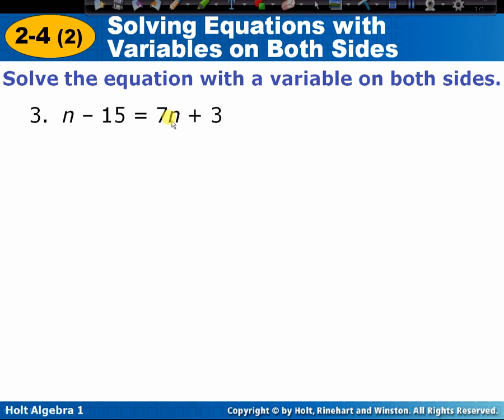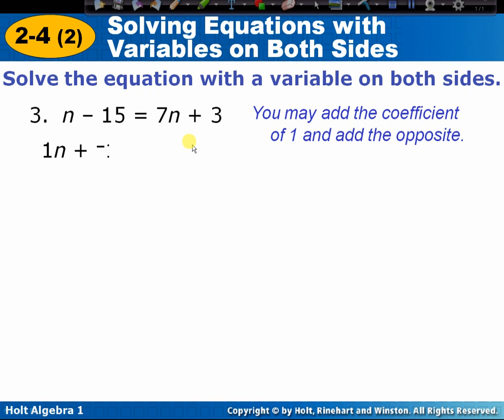So now then we need to look and see is there variables on both sides. And there is. There's an n on the left and there's an n on the right. And we're going to go ahead and put a little 1 in front of that n so that we know that it's a 1. And we're going to go ahead and add the opposite. We have minus 15, so we are going to write that as plus negative 15. We do have the n's on both sides, so we're going to take the one from the right and move it to the left. So it's a positive 7n, so we're going to subtract 7n from both sides.